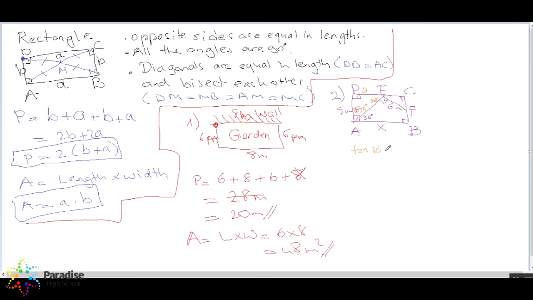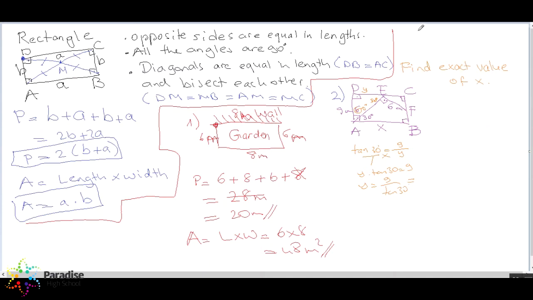Tangent 30 is equal to opposite over adjacent. So cross multiplication, y times tangent 30 is equal to 9. Y is equal to 9 over tangent 30, which is equal to, let's not use calculator. Let's say that the question is find x, find exact value of x. So then what is tangent 30?